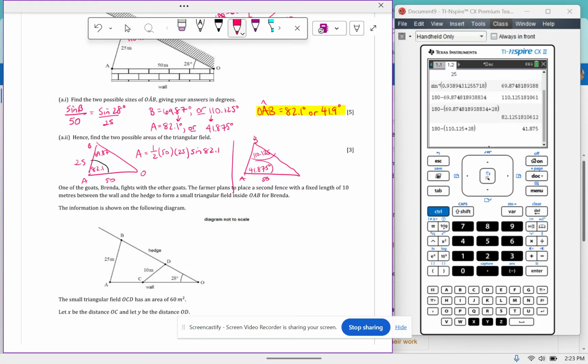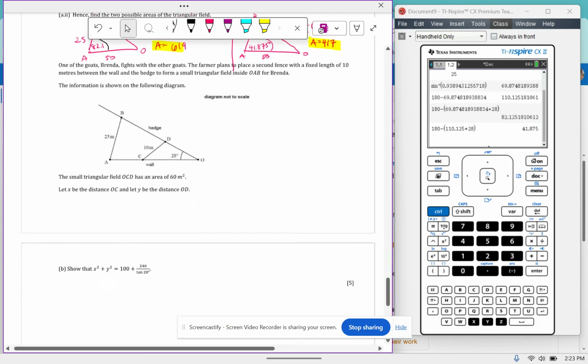So now I've got area being 1/2 times 50 times 25 times the sine of 41.875. So I would do those in my calculator, and I would get two possible areas. One would be 619, and one would be 417. Okay, so those are my two possible areas.